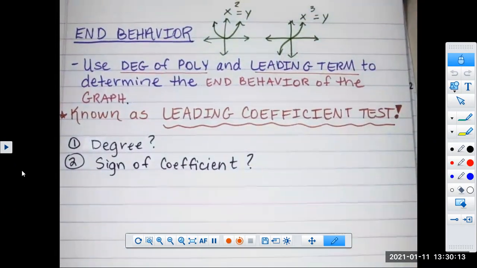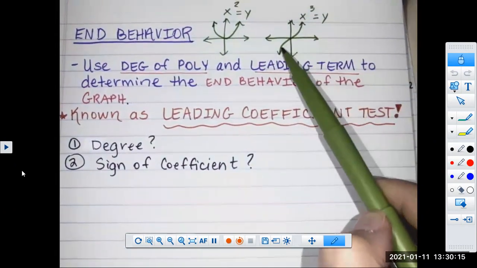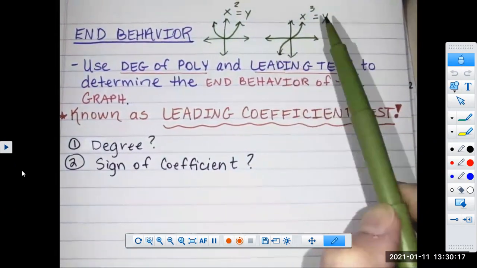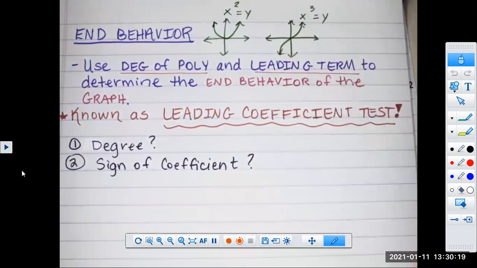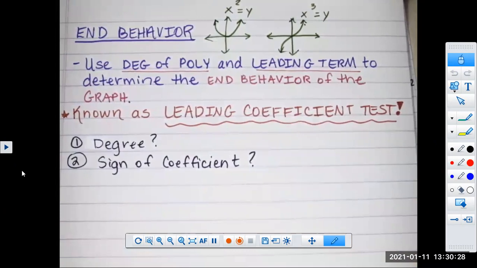So notice that the graph would go down on the left side, it would go up on the right side. So that's all you're going to talk about when you give end behavior. All right, and this is how you determine what your end behavior is. If it's going up, down on left, up, down on right.